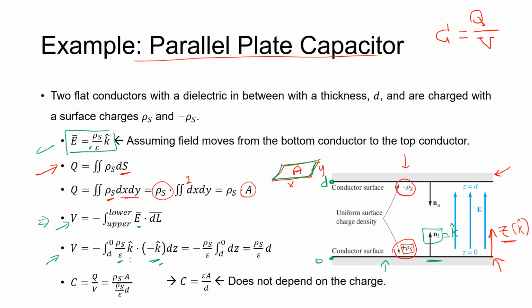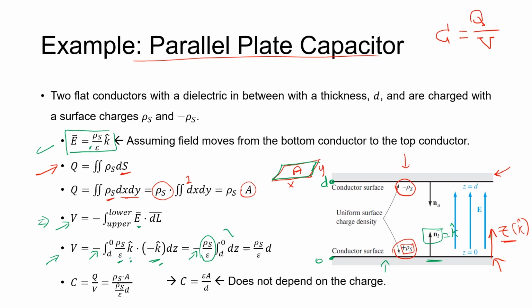K multiplied by k is 1. Then we are left with rho s over epsilon, and both of them are constants, so we can put them outside the integration. And don't forget the negative sign here. Then integrate from d to 0.